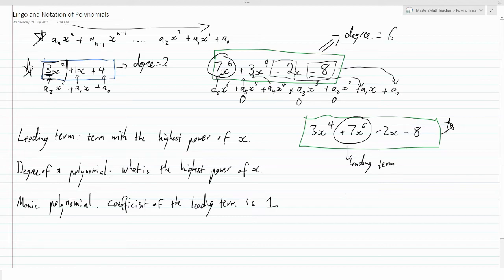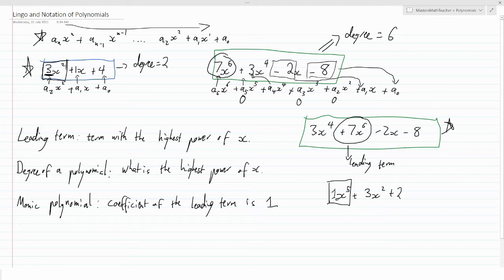However, let's write something like this. If we go with x to the 5 plus 3x squared plus 2, this is a monic polynomial because our leading term has a coefficient of 1. So that's what a monic polynomial is.